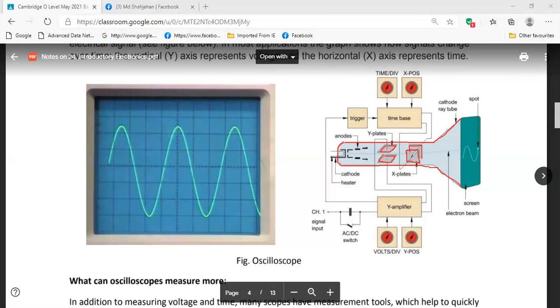The connection from X plate, you label them. X plate is connected to time base, and it is time per division, and Y plate is connected to voltage per divisions. Y amplifier, that is voltage per divisions. This way you draw and label. Yes, sir. Cathode, cathode heater, you know this. This is cathode and heater together, and this one is anode. Okay, this one also label anode.